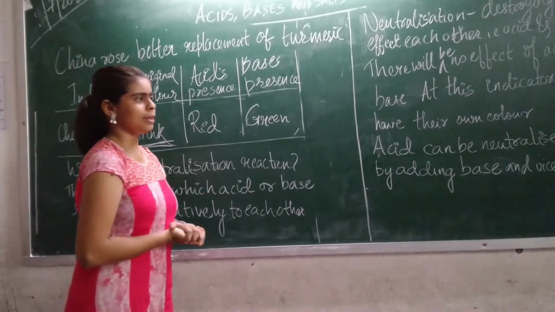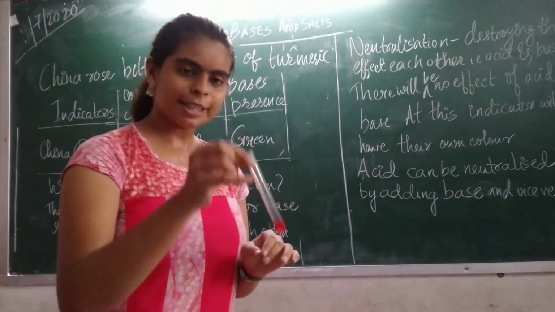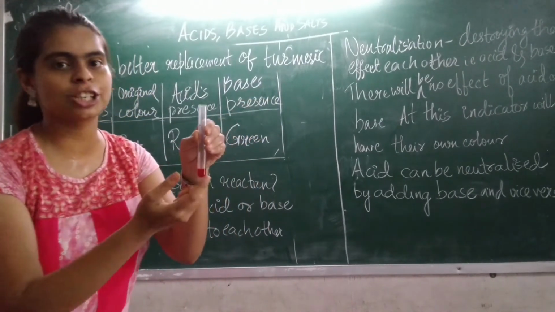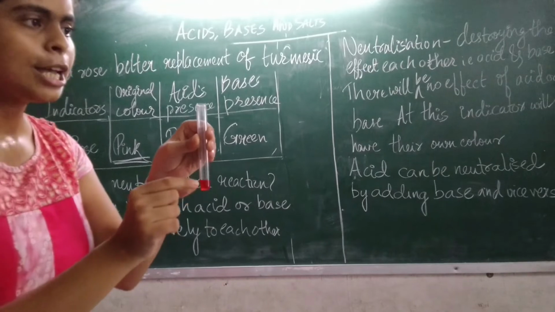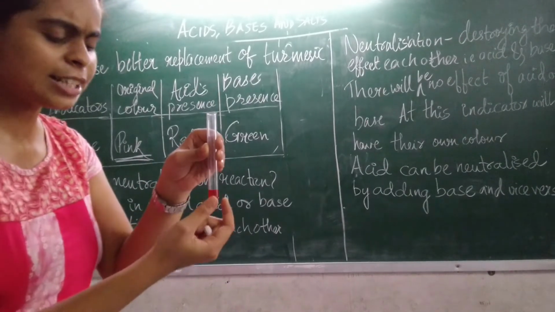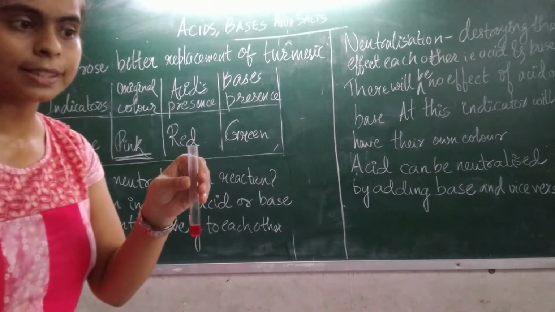Now tell me, we know that this is a China rose indicator. Upon adding acid, it changes to red. What will happen if we add base to it? What color will the indicator change to? And what will happen if we add acid to base?